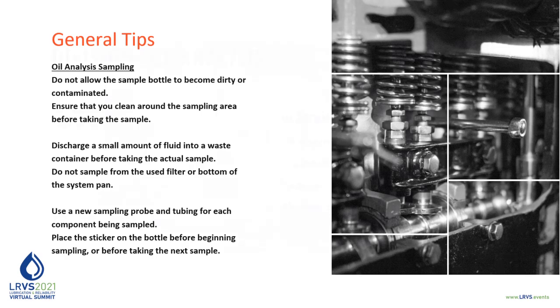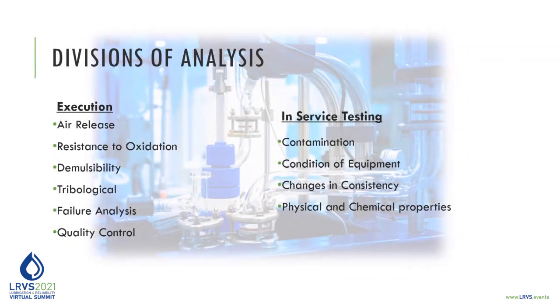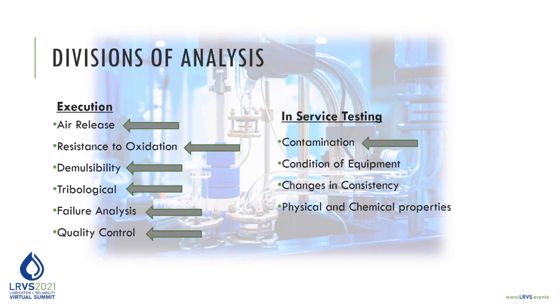The divisions of analysis. The first is the execution of how the product actually behaves. And here we look at air release, resistance to oxidation, demulsibility, various tribological functions, including wear, failure analysis, and quality control, and in-service testing, contamination, condition of the equipment, changes in consistency, and the physical and chemical properties.